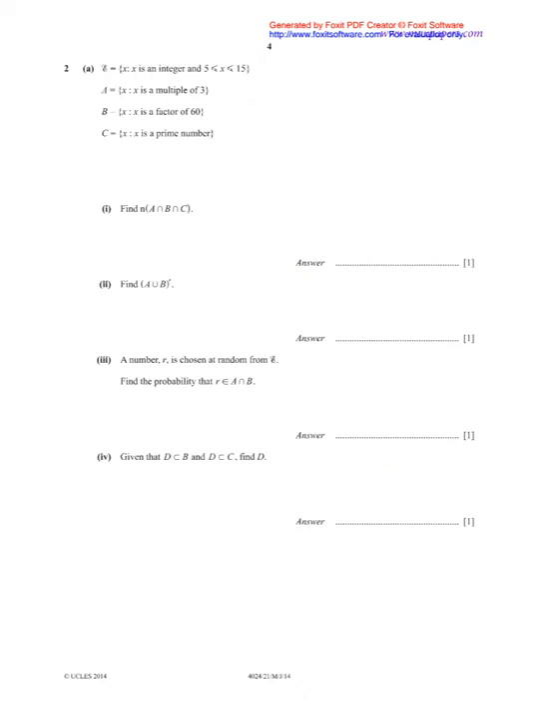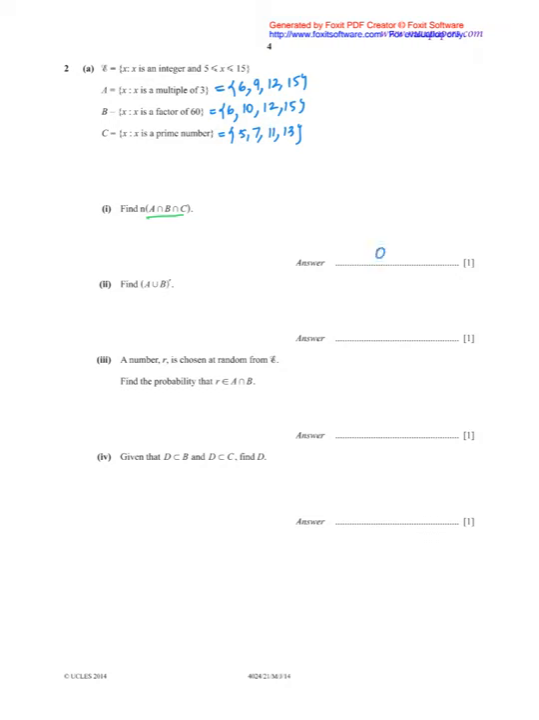Question number 2 from sets. The set A is the multiples of 3. The multiples of 3 we have are 6, 9, 12 and 15. For B it says the factors of 60. The factors of 60 are 6, 10, 12 and 15, right? And for prime numbers we have 5, 7, 11 and 13. In the first part it says find A intersection B intersection C. You need to highlight any number that is common in all three sets. There is no number that is common, so the first answer is 0.